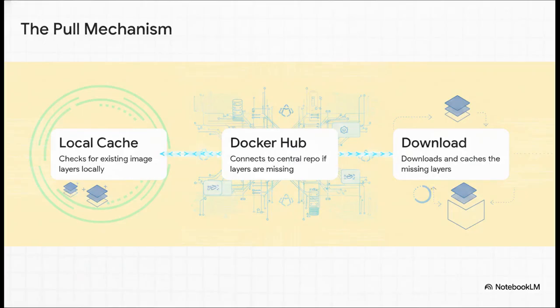So the really cool part here is that Docker doesn't just blindly download files from the internet every single time. Step 1, the Docker daemon actually checks your local machine's cache first. If it finds the image layers already sitting there, it uses them instantly. Step 2, if it doesn't find the image locally, well, only then does it reach out and connect to the Docker Hub central registry. And step 3, it downloads those missing image layers. Once they're downloaded, it caches them locally for next time. It's a brilliant system because it completely saves time and bandwidth, which makes your future container builds lightning fast.